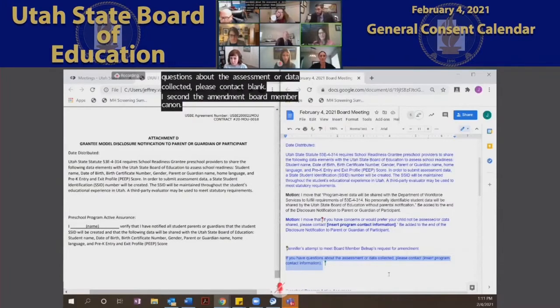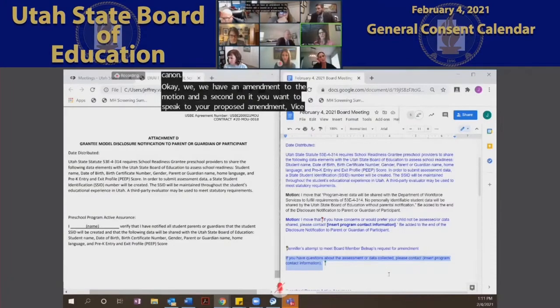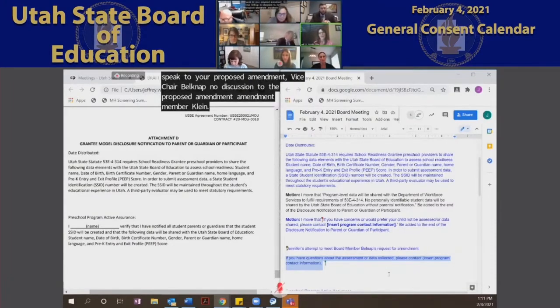Part of the intent of my creating the motion was to include the Department of Workforce Services in there, so that the parents realize that this is not just data going to the state board, but that it's also connected to a broader government entity.